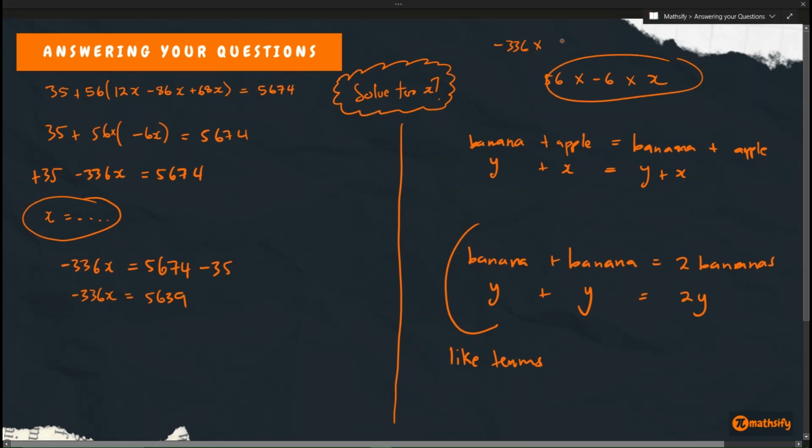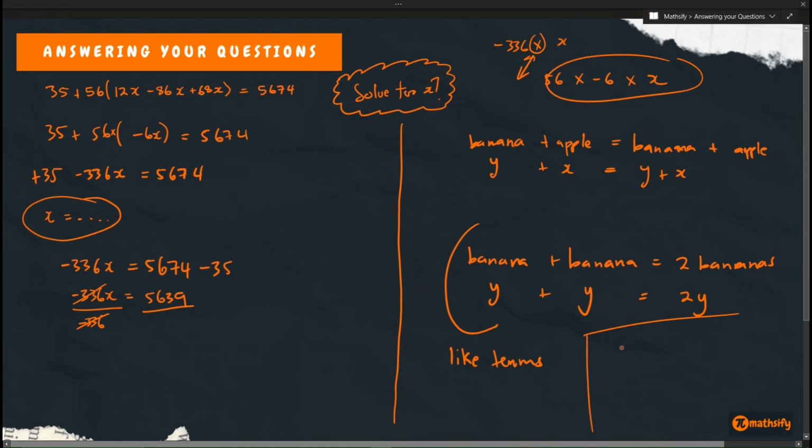And then now, how do we take that? Remember, this is the same as 336 times x. So that is our key thing. So now to remove this from this side, you have to divide both sides with minus 336, so that it moves to the other side. Why are we dividing? Because it's multiplying. If it was multiplying, then we'll divide. If it was dividing, then we'll multiply.